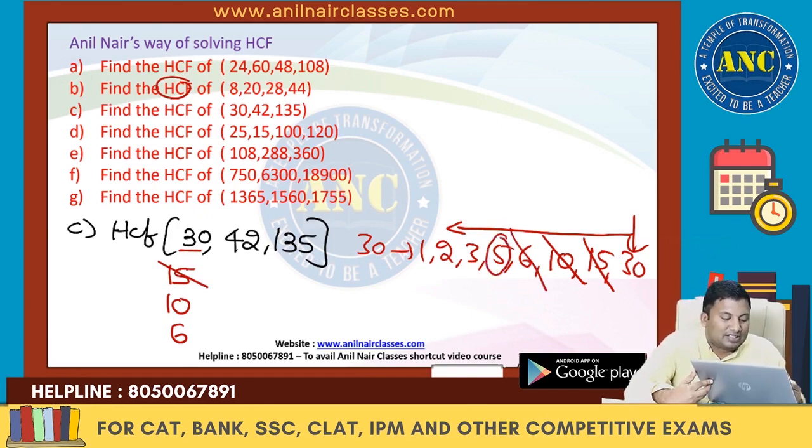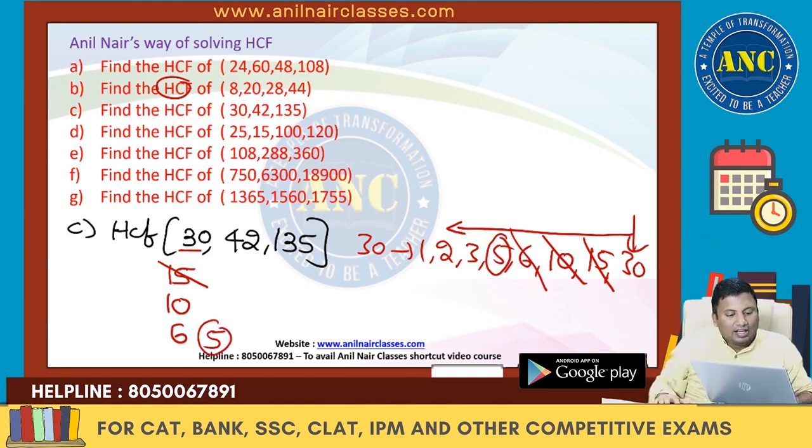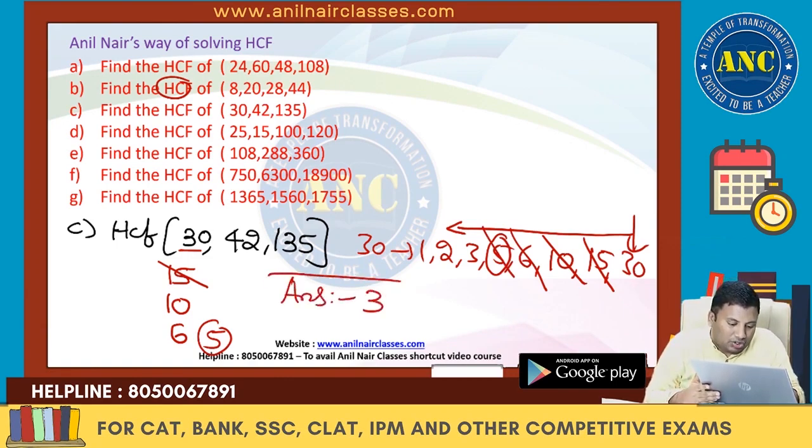5. Is 5 possible? 5 6s are 30. 5 8s are 40. 5 is not possible. 3 14s are 42, 3 45s are 135. So the answer for the third question is 3.